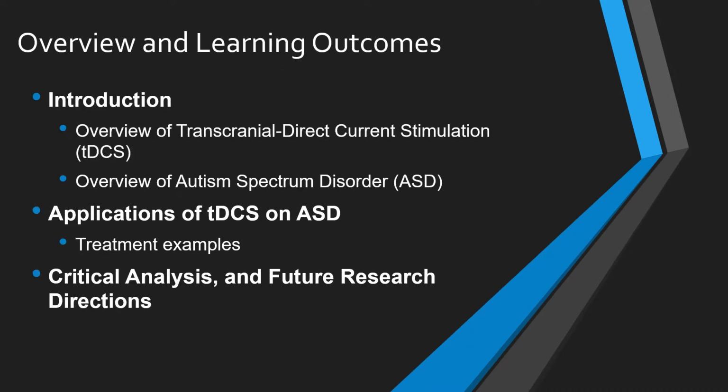Today's presentation includes an introduction wherein I will provide overviews of transcranial direct current stimulation, also known as TDCS, and autism spectrum disorder, also known as ASD. Next, I'll talk about some recent applications of TDCS on autism and provide some examples. And finally, I'll provide a critical analysis and suggest some directions for future research.